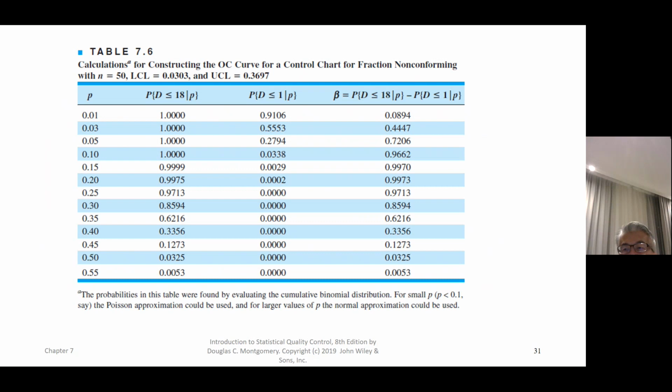Okay, Table 7.6: the calculation for constructing the OC curve for a control chart for fraction nonconforming with sample size 50, lower control limit and upper control limit, for different values of p. To calculate the beta, beta is the probability that the sample fraction is less than the upper limit and greater than the lower limit, under some value p different from the null hypothesis.